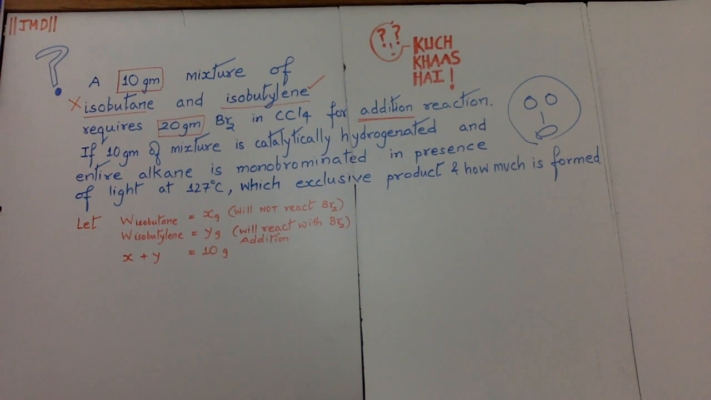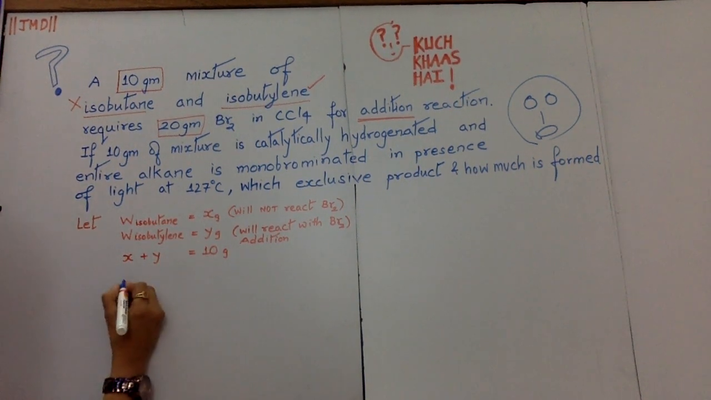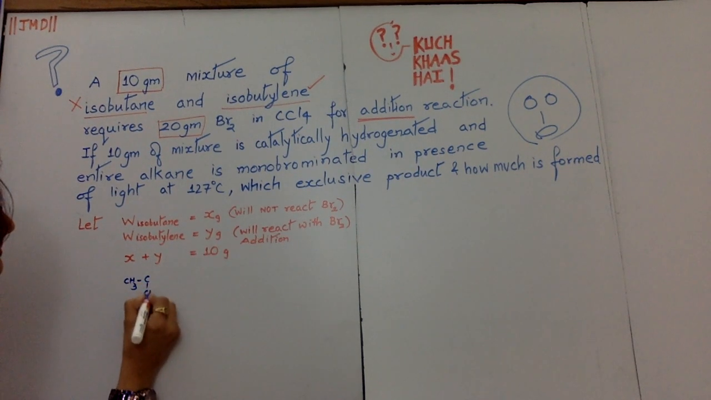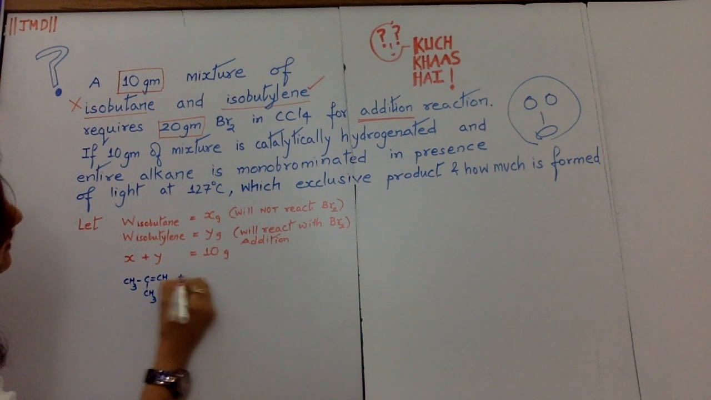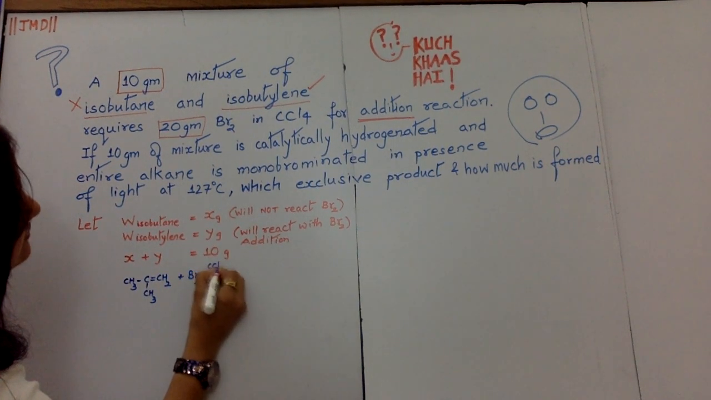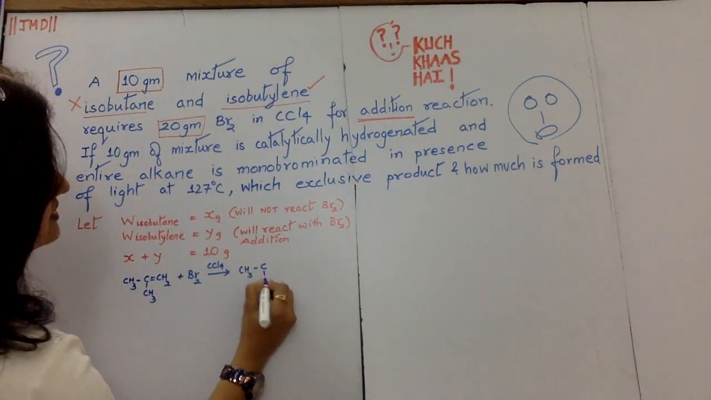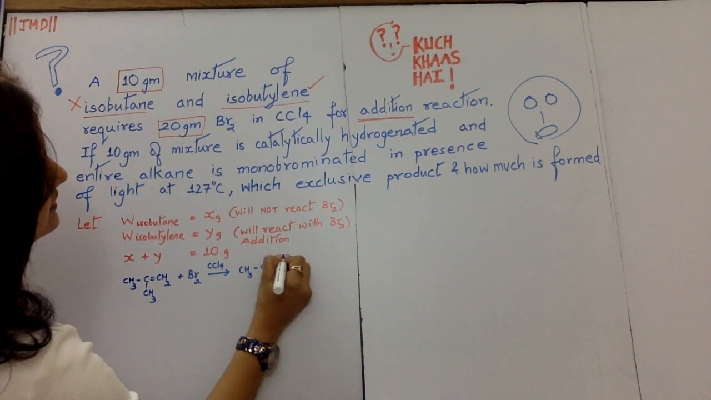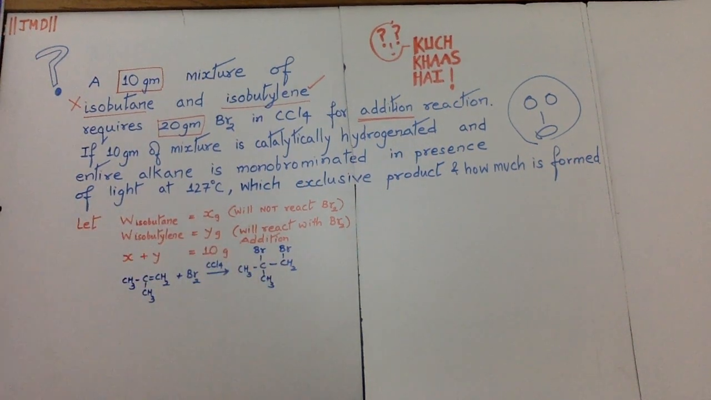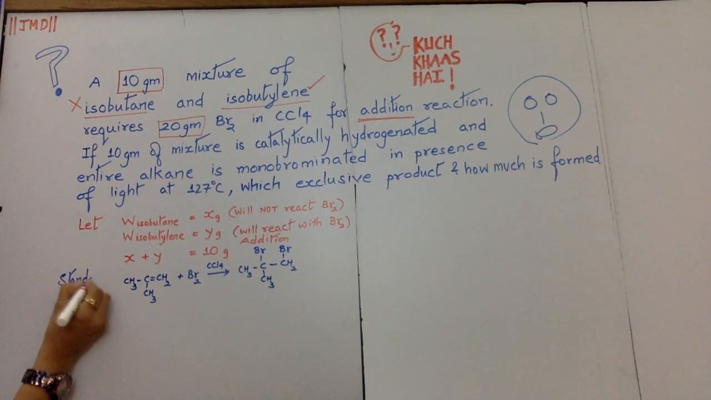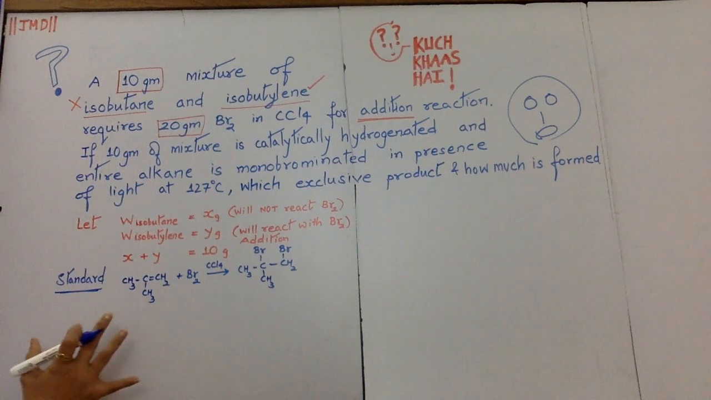So, we write the standard equation for the reaction of isobutene. I am just going very slow, because this is a little difficult. Ab isobutene ka bromine ke saath reaction likh dete hain. This is isobutene plus bromine, in presence of CCl4 will give the dibromo product. Ye hai standard equation. Delta ke hisab se wazan nahi liya, standard hai.